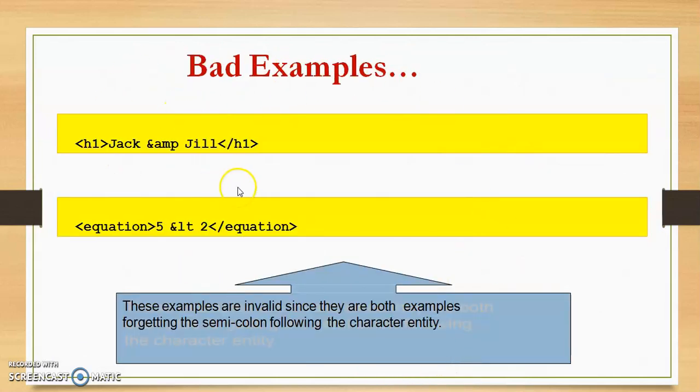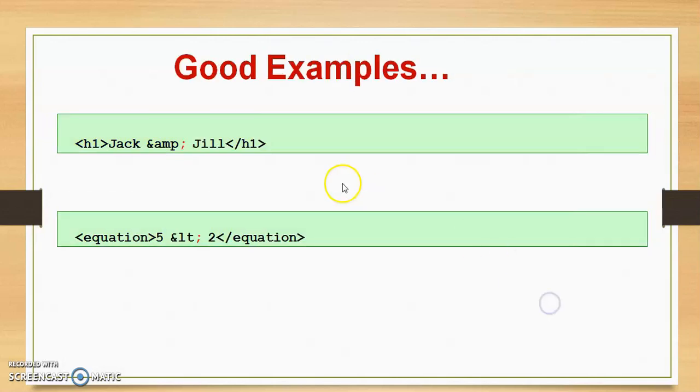So these are some bad examples. You can closely watch the example: Jack, ampersand AMP, Jill, closing of the tag. So a semicolon is needed inside the content. Okay. And the next example, equation 5, ampersand LT 2. So the semicolon is missing here, so it's an invalid statement. A good example is represented with the semicolon. So it's a good example.